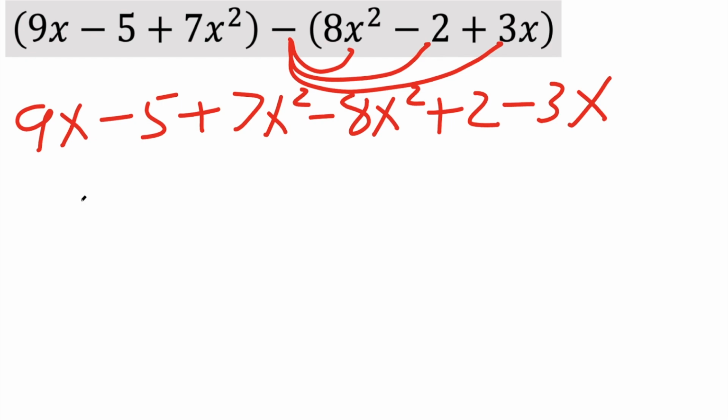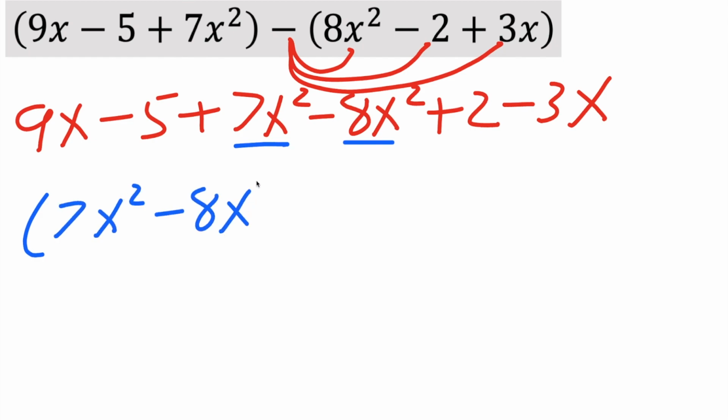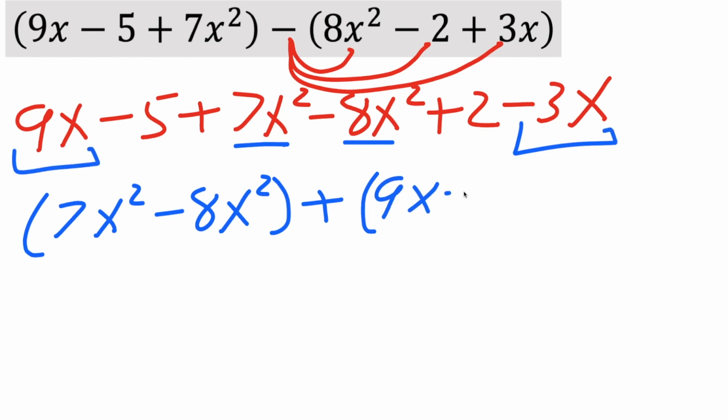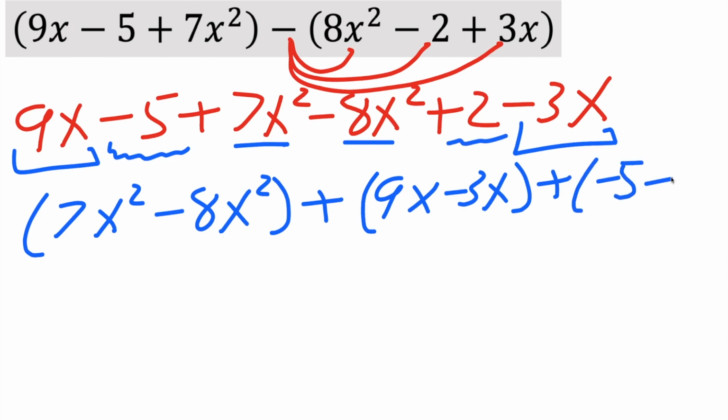Okay, our next step is to group, and we want the highest power to go first. So that's going to be our 7x squared and our negative 8x squared. So we can put that down. 7x squared minus 8x squared. Close parentheses, put a plus sign. We'll do our x. So we have a negative 3x and we have a positive 9x. So 9x minus 3x, plus the next one, the constant, negative 5 and positive 2. So negative 5 plus 2.